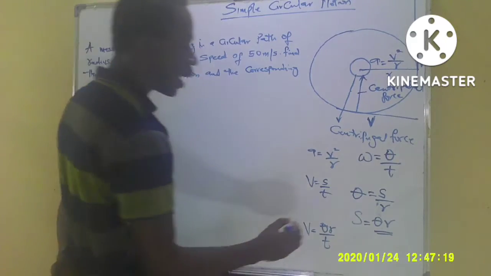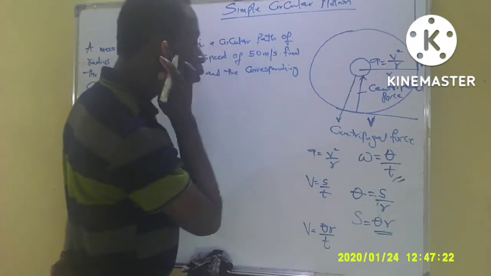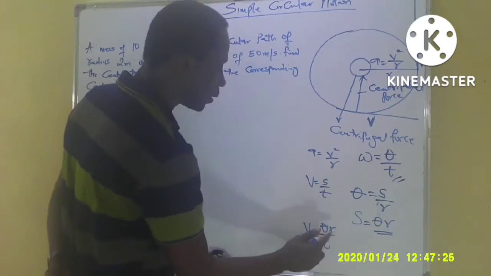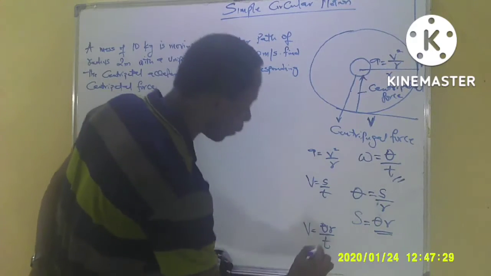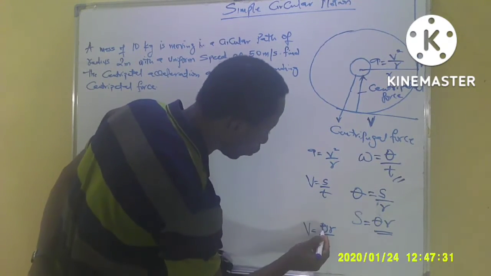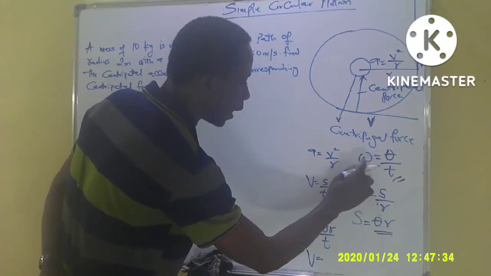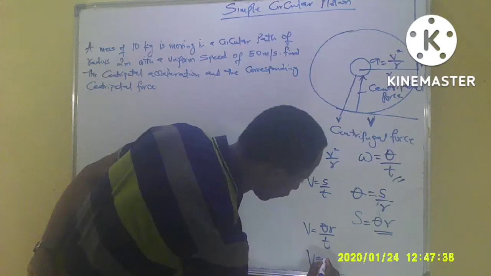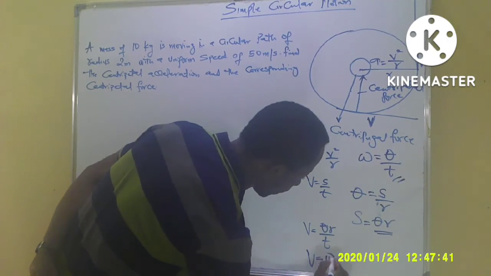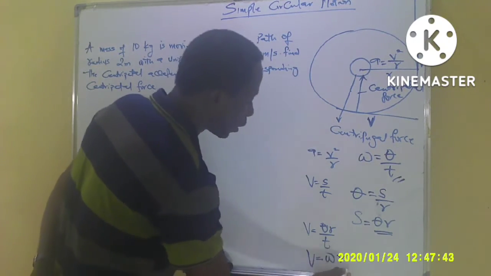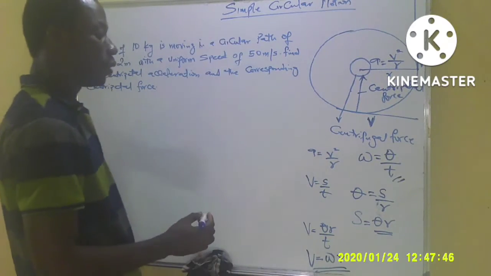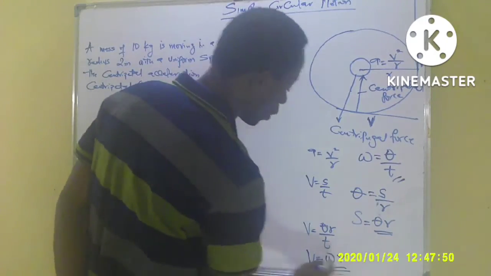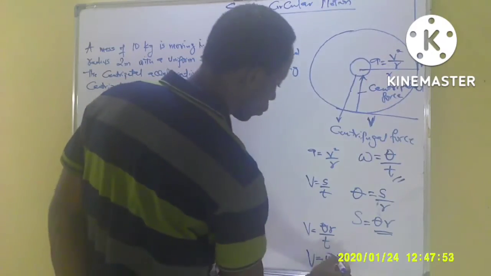Now don't forget that our omega, which is the angular velocity, is theta over t. So whenever you see theta over t, put the angular velocity, omega. Just replace theta over t with omega, the angular velocity. So we have omega r. This is the relationship between the linear velocity and the angular velocity: the velocity is equal to omega r.